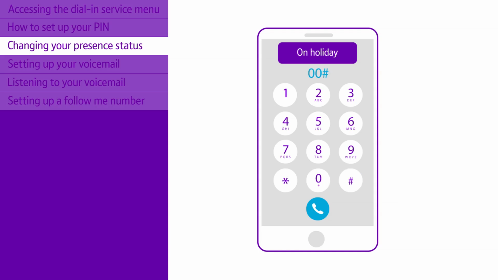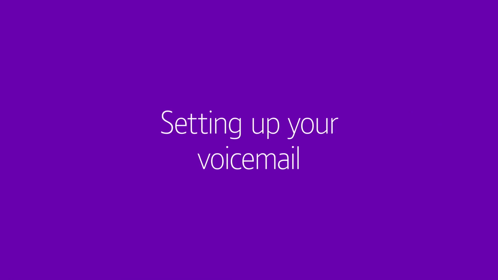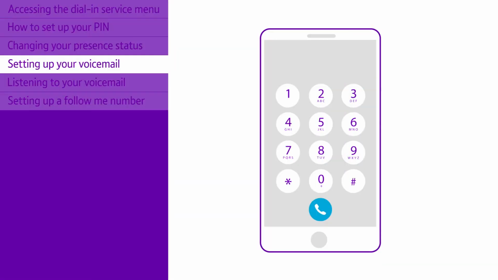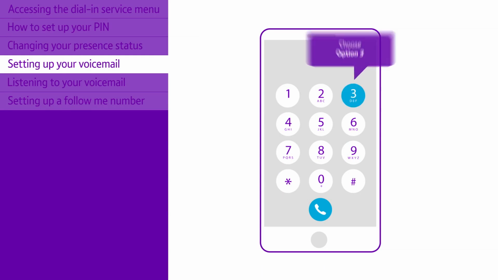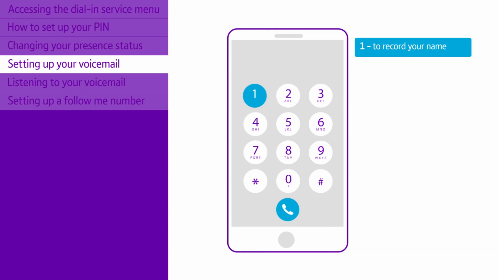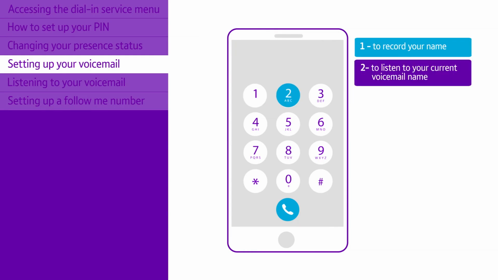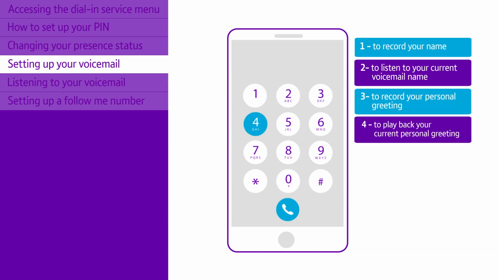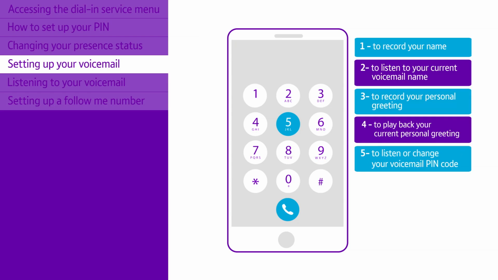Option 3. Setting up your voicemail. To set up your voicemail name and a personal greeting, choose Option 3. Then choose 1 to record your name, 2 to listen to your current voicemail name, 3 to record your personal greeting, 4 to play back your current personal greeting, or 5 to listen to or change your voicemail PIN code.